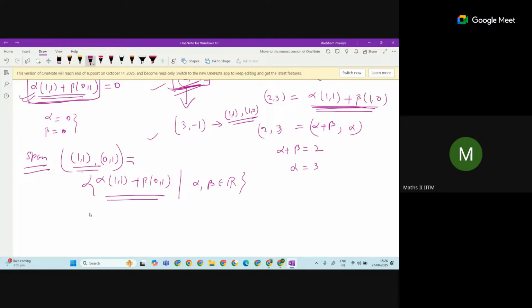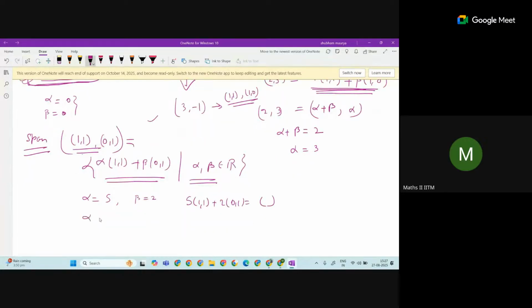So in this way, you can substitute alpha and beta as any real numbers. You can give any value. Let's say alpha I am giving 5, beta I am giving 2, and in that way you can generate a vector, 5 times (1, 1) plus 2 times (0, 1). It will give a vector. I can even swap the alpha and beta values, and again I will generate a vector. All will be within the set. So this span is a collection of all possible linear combinations.